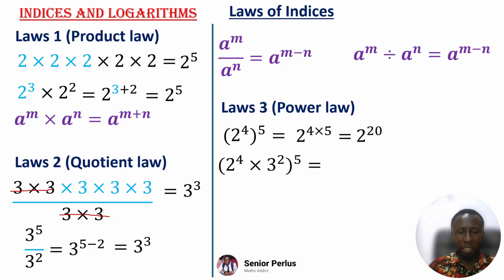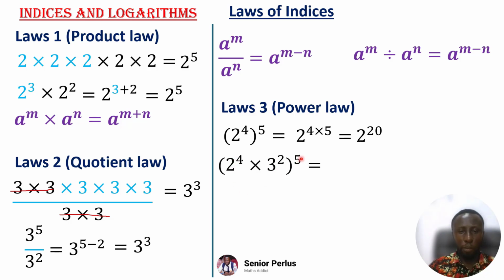So with this, 2 to the power 4 times 3 to the power 2. Here the bases are not the same. 2 and 3 are not the same, so we cannot use the product law. They are different bases. But there's a power outside, and this power 5 is being affected by this and this separately.